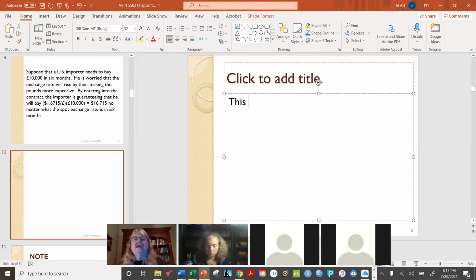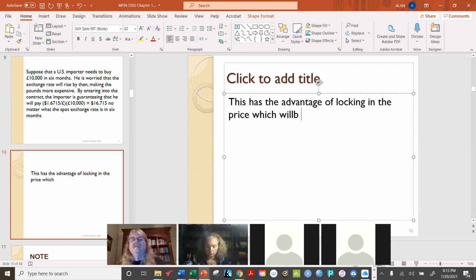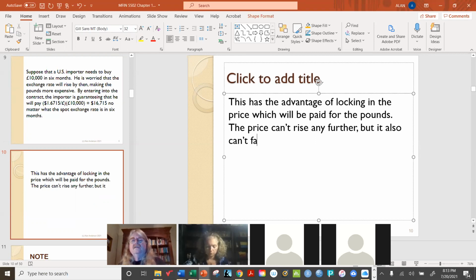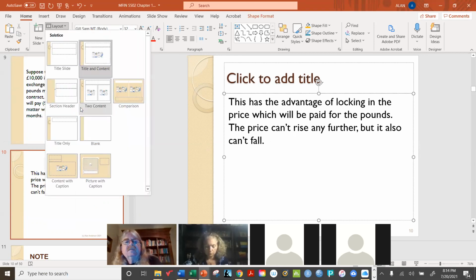In other words, this has the advantage of locking in a price which will be paid for the pounds. The price can't rise any further, but it also can't fall. So if you go into the marketplace in 6 months and pounds are only selling for $1.60, well, we can't really take advantage of that because we're committed to paying $1.6715 each.